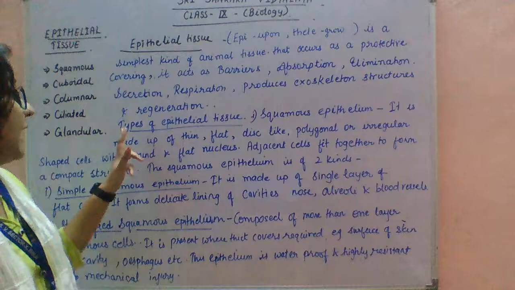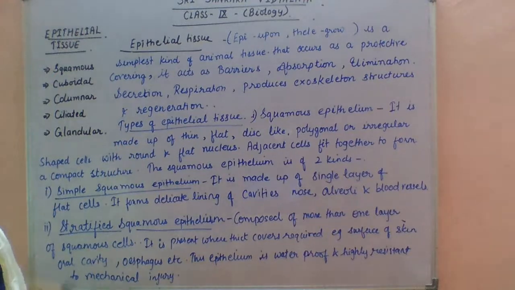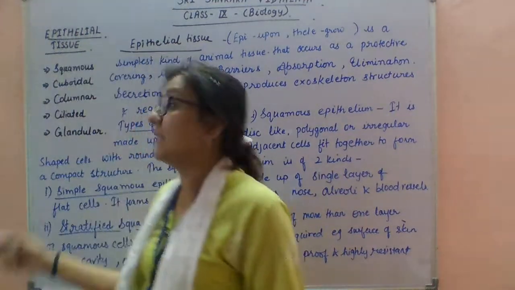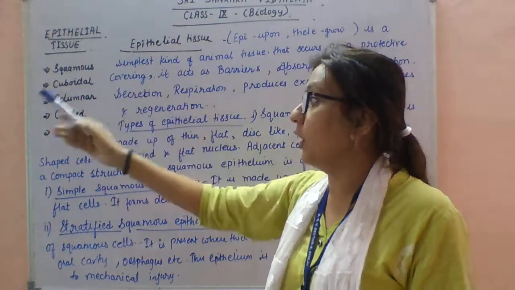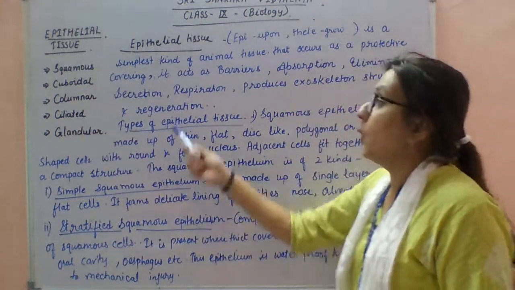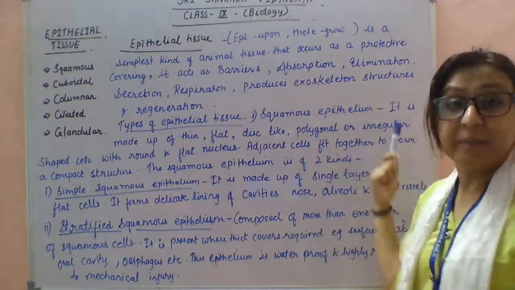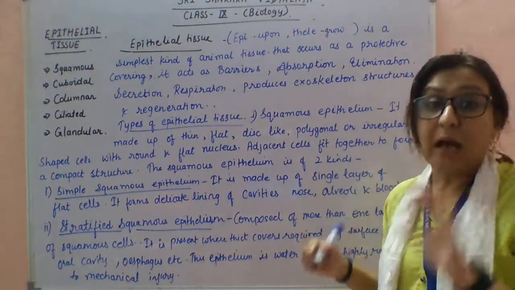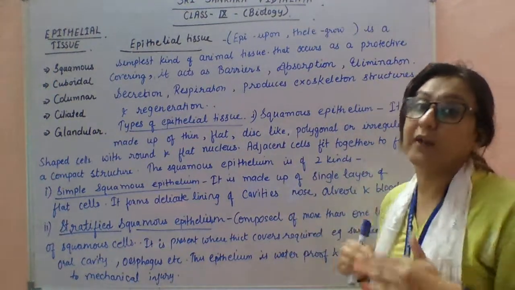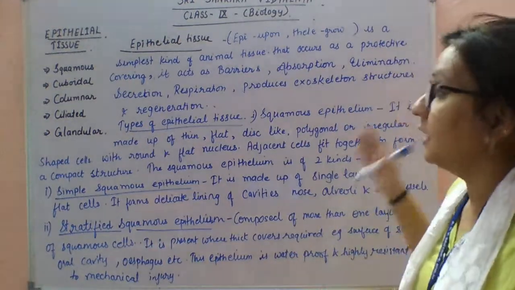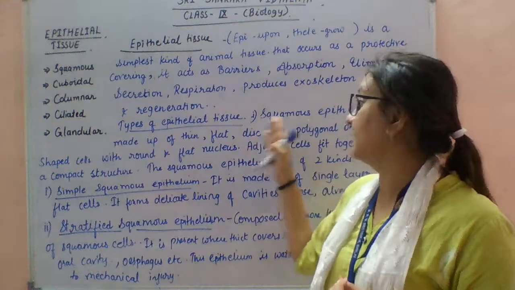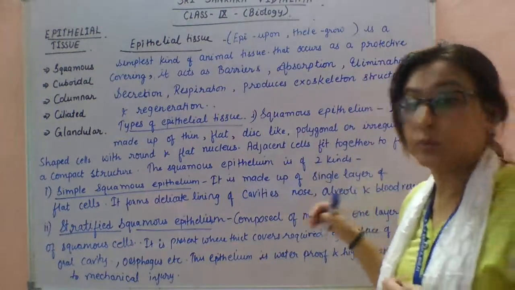Next are the types of epithelial tissue. I explained the types: squamous, cuboidal, columnar, ciliated, and glandular. First, we will start with squamous epithelial tissue. Squamous epithelial tissue is subdivided into two: simple and stratified. But before that, let me explain what squamous epithelium tissue is.